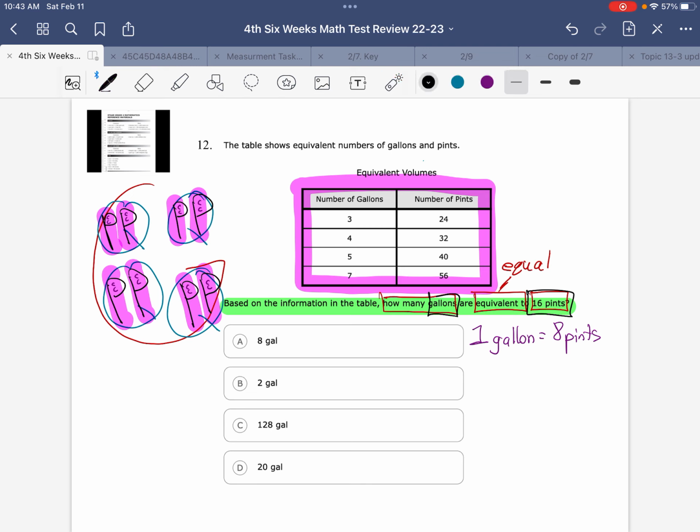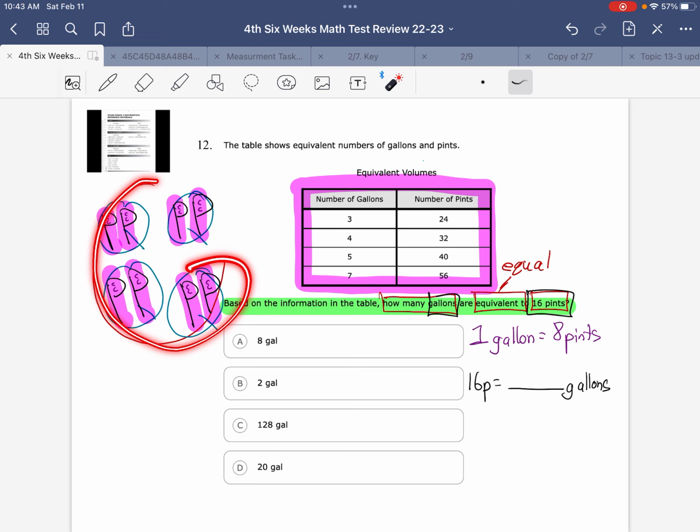It wants to know if I have 16 pints, I'm going to put P for pints. If I have 16 pints, how many gallons is that? Well, I already have my formula, so now I'm going to do from big to small. I have to ask myself, which one is bigger, gallons or pints? If you look back at the gallon castle, the gallon is going to be the biggest one because it's holding everybody in it. So I'm going to put big here, and for pints, I'm going to put small, okay?